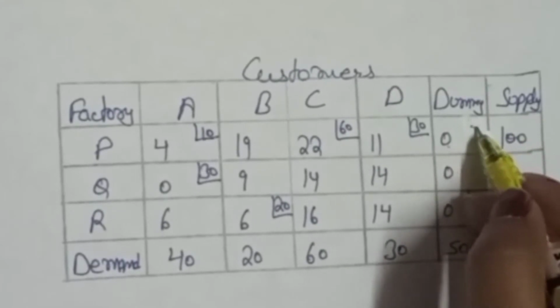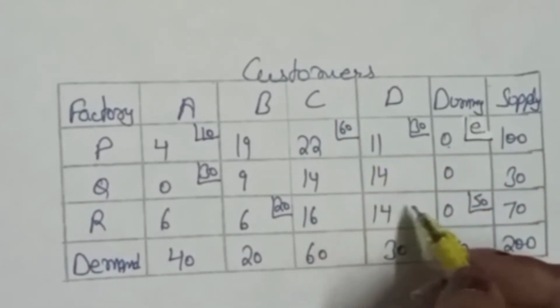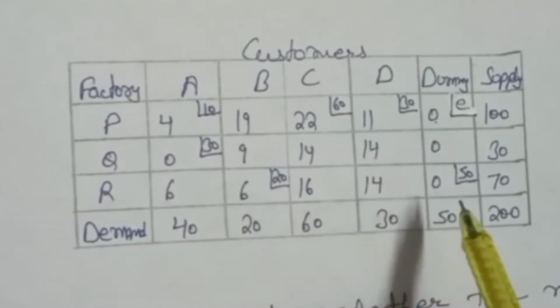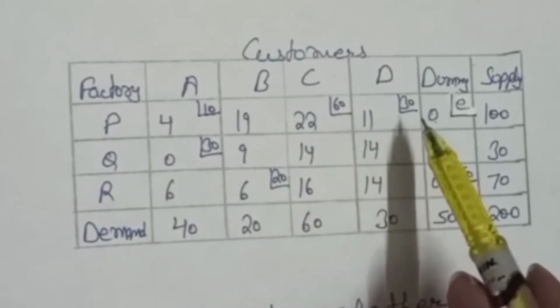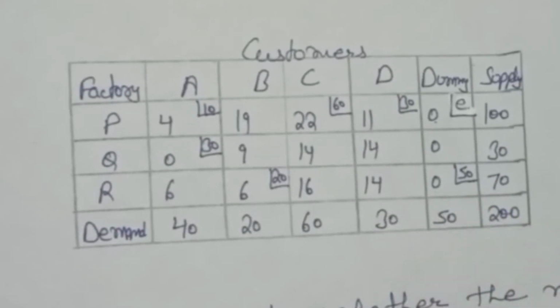Now we will select this cell because this cell doesn't make any loop. So students, now the number of allocations is equal to 7: 1, 2, 3, 4, 5, 6 and 7. So we can move further.